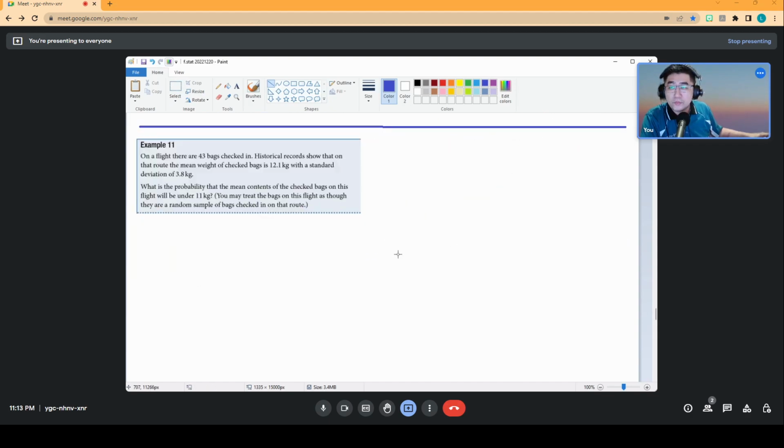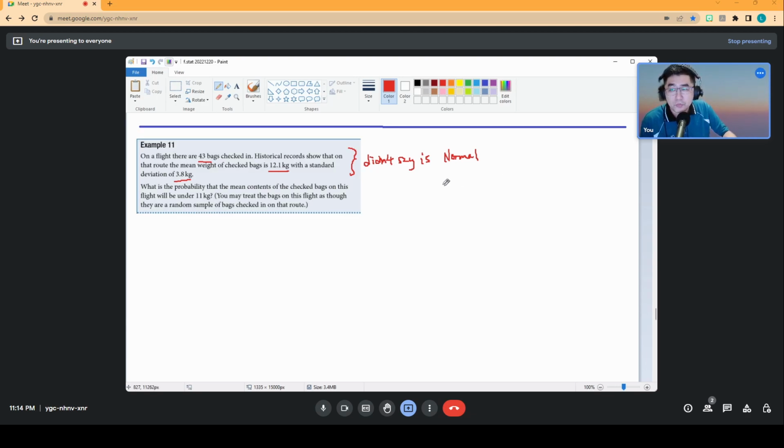On a flight there are 43 bags checked in. Historical records show that the mean weight of a checked bag is 12.1 kg with a standard deviation of 3.8. So this one, they didn't say it is normal, so we cannot assume. What we have from the information is only the mean and the standard deviation. That's all.